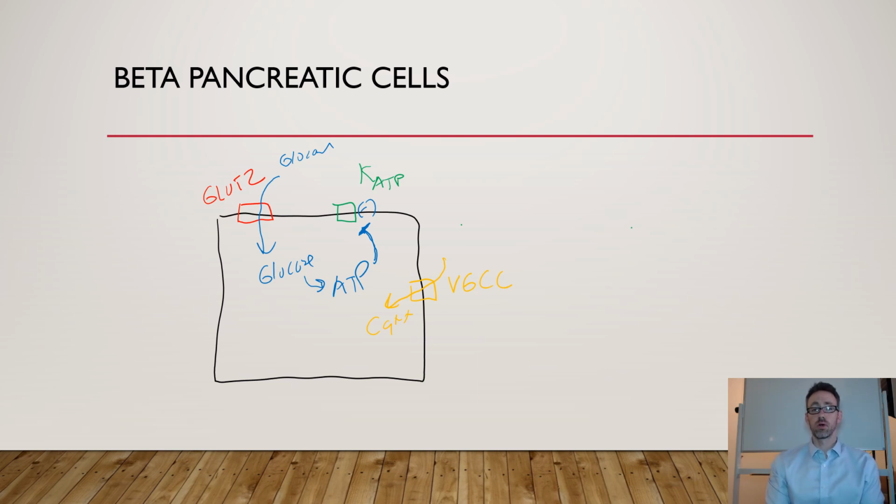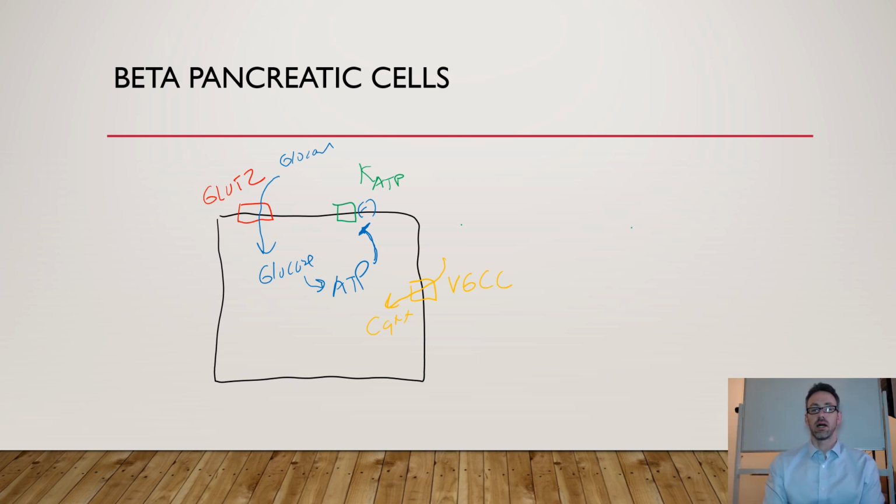So in this way, glucose comes into the cell, gets degraded into ATP. ATP inhibits this potassium channel, which causes the cell to depolarize. The depolarization activates voltage-gated calcium channels. Calcium comes in and ultimately triggers the release of insulin. So insulin is then excreted into the bloodstream.